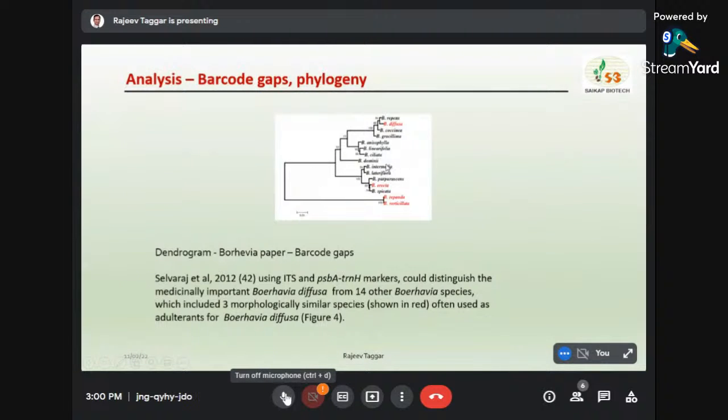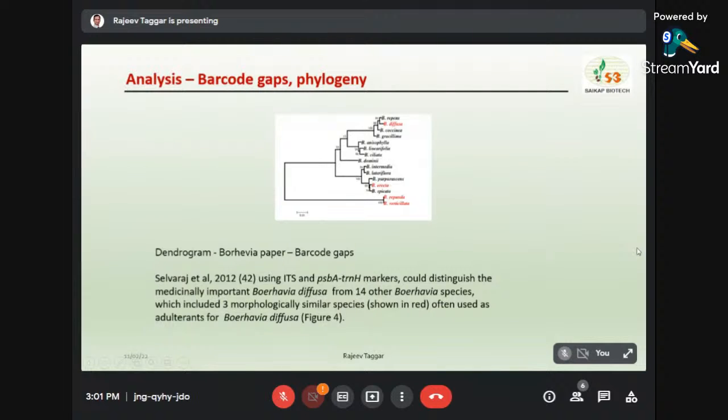Coming back to the barcode gap, this is what is called the barcode gaps. These big gaps make it easier to delineate different species. If two individuals do not show variations in the DNA barcodes, we shall not be able to know they are from different species. So the take home message from this slide: in order to identify a species, it's very important that there are barcode gaps.